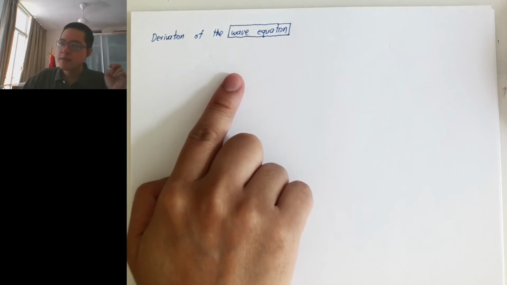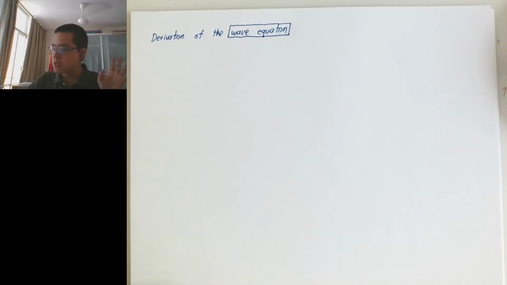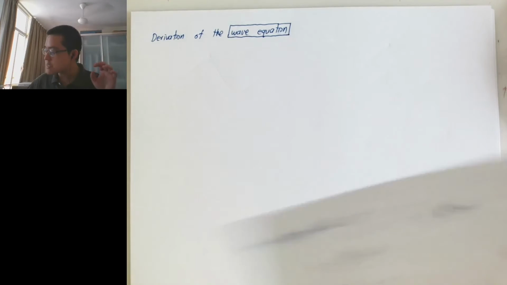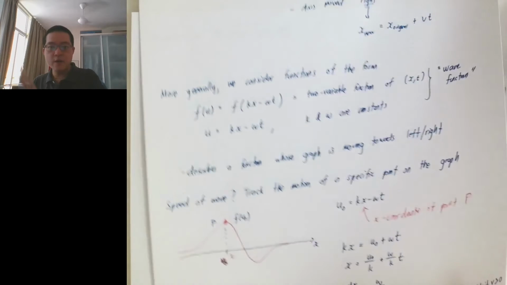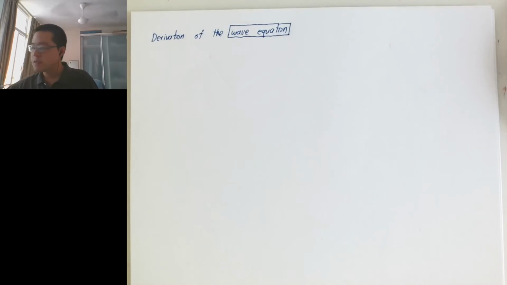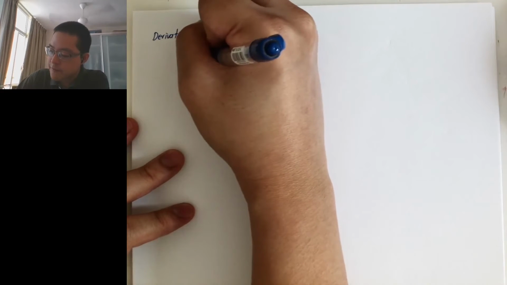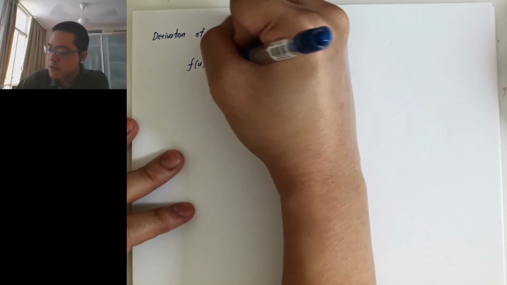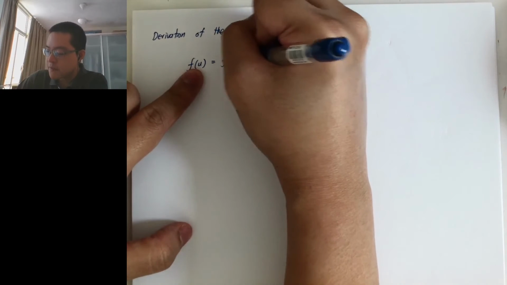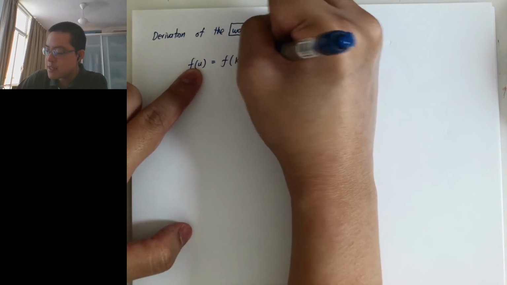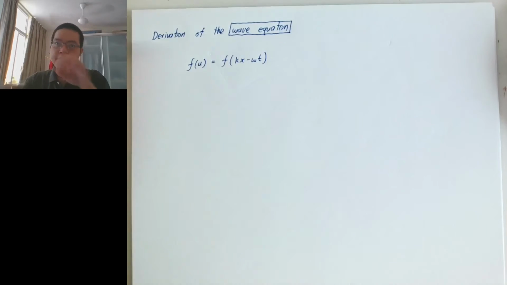Okay. Then once we see the wave equation, we know that all kinds of functions like this always satisfy the wave equation. So I'm about to show you the derivation of the wave equation, right? So I have considered functions of u, and u is just a shorthand for kx minus omega t, right? So f is just any function that you learn in calculus.